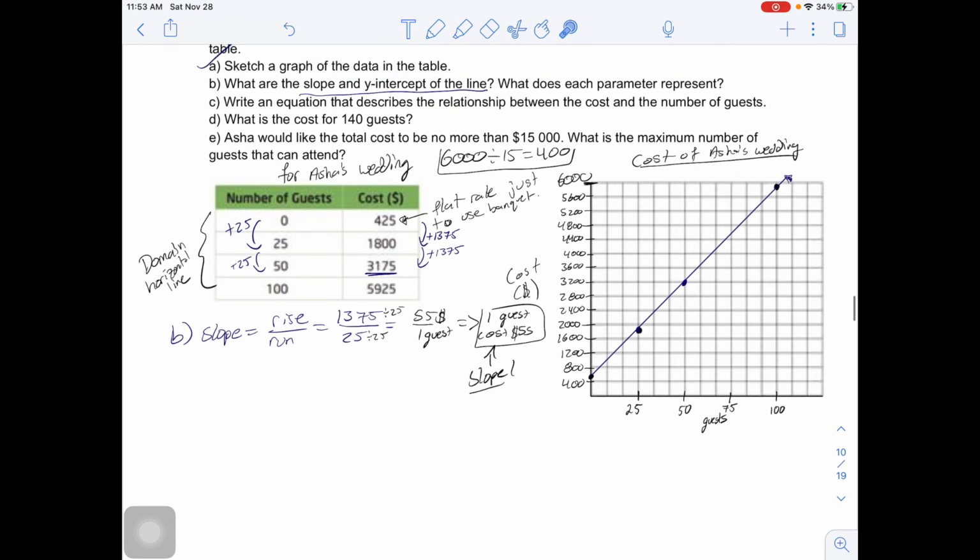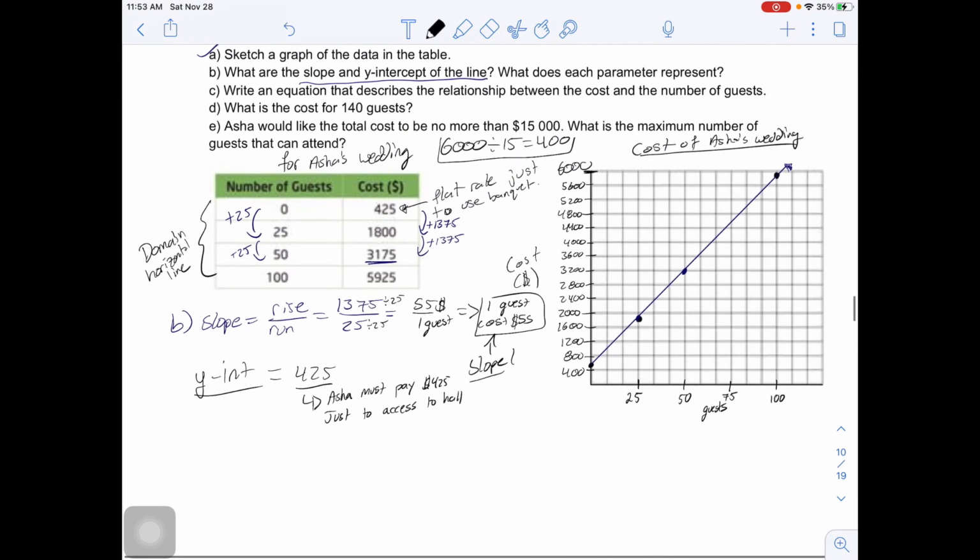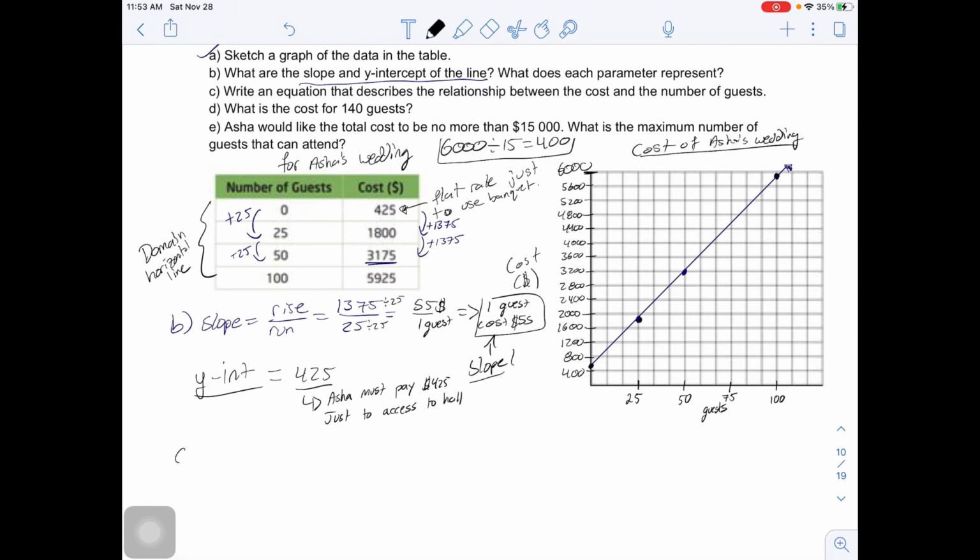Okay. It asks you, what does each parameter represent, or what's your y-intercept? Well, we already talked about that. Our y-intercept is found right here, and it's when x is 0, so 425. And this represents the fact that Asha has to pay $425 just to get access to the hall. So without even inviting anybody, it's going to cost you $425.